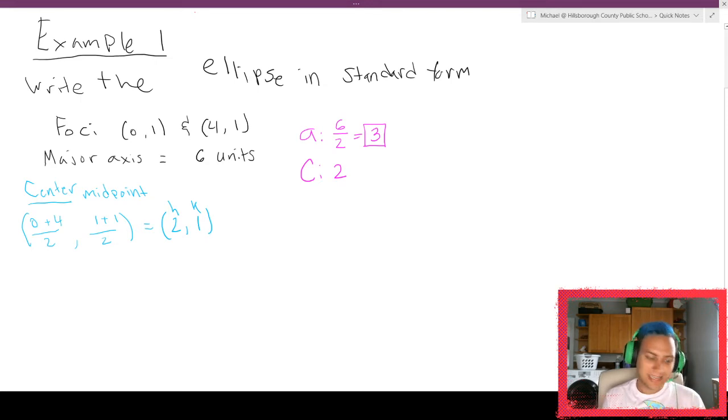I could take those two things, and actually, I knew if it was horizontal or vertical already. That was dumb of me not to point that out, right? If the foci are at (0, 1) and (4, 1), those two points line up in a horizontal line. So I have a horizontal ellipse, meaning 3 is definitely the longest side. So that's going to be my horizontal distance.